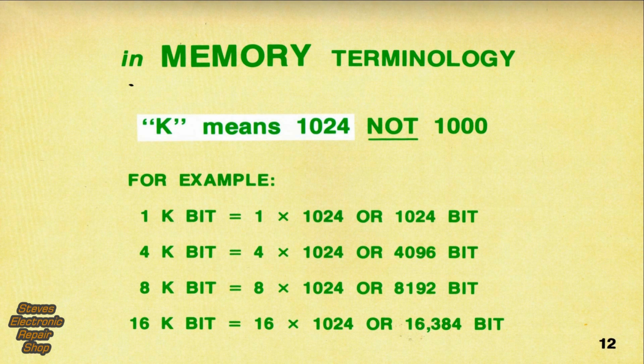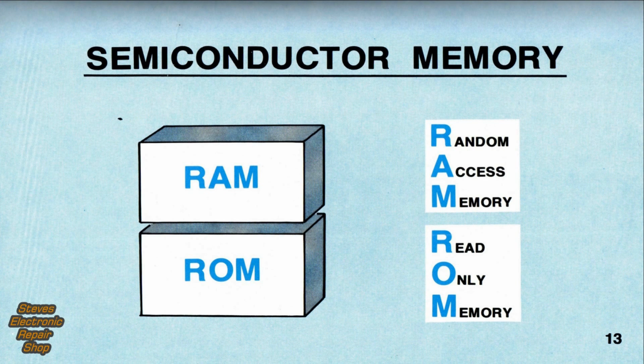Okay, we've talked about simple memory systems and how they're addressed. Now let's look at 2 categories of semiconductor memory. These are the RAM and the ROM. RAM stands for Random Access Memory, while ROM represents read-only memory. Let's examine each of these in more detail.